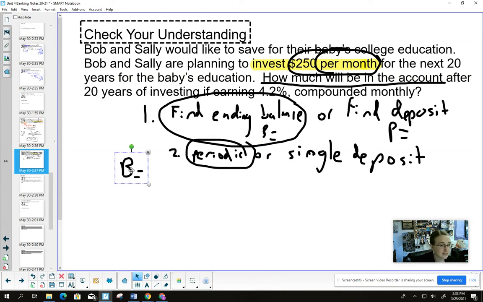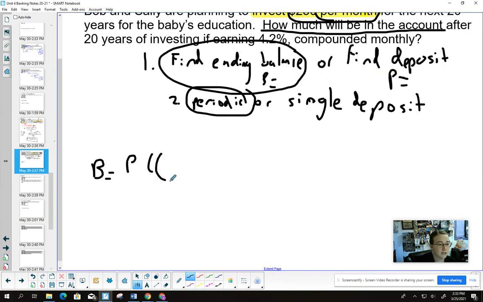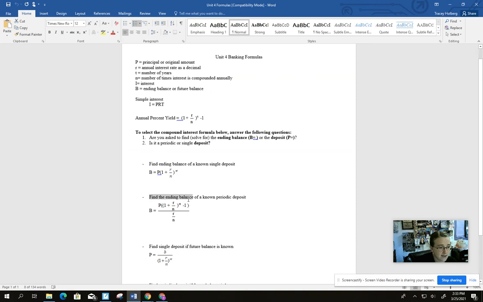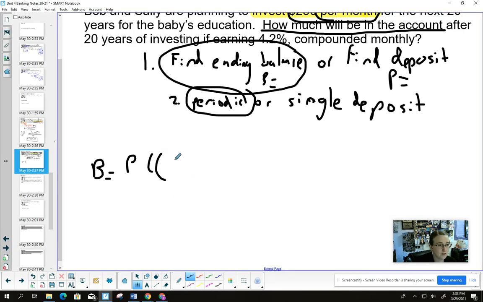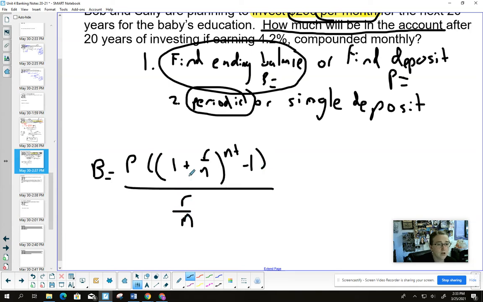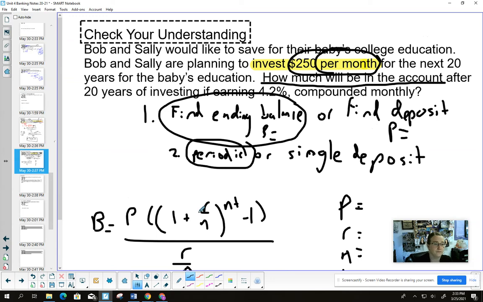So once again, this is going to be the same as before. It's going to be the same super big formula. Find the ending balance, a periodic deposit. Got 1 plus r over n to the nt, minus 1, close parentheses, over r over n. So take a moment, write your variables out. I'll scroll back up so you can see it. Plug it in, see if you can get the right answer. Again, like I said, it's super easy to make mistakes on this formula. Be very careful how you plug it in.